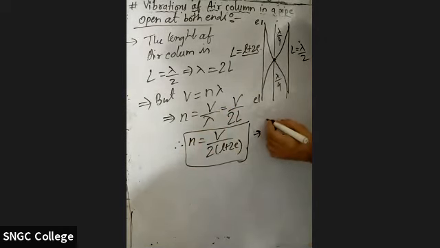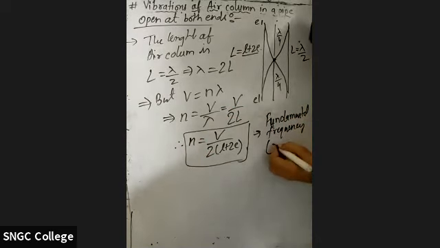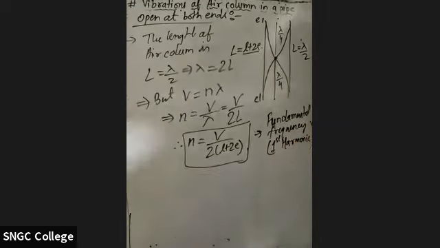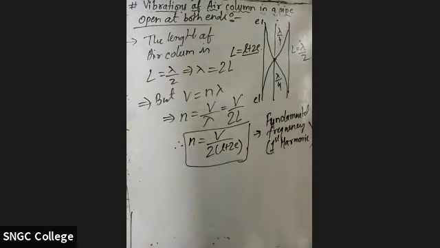तो ये जो equation है ये कौन सा है? This is fundamental frequency. और इसका दूसरा नाम भी है फर्स्ट हार्मोनिक. So this is the fundamental frequency, also called as first harmonic. Okay, take this screenshot first, then we will see the other condition. Done, sir. Okay.